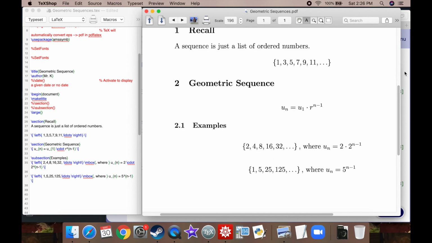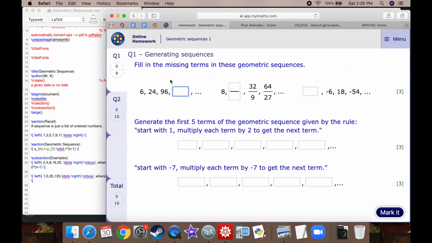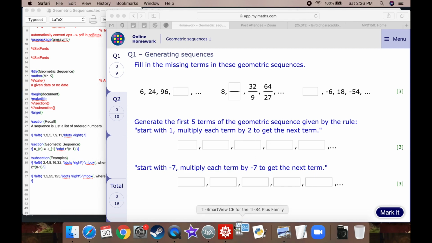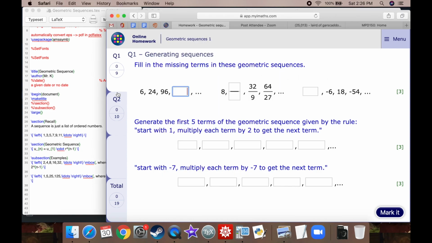I believe this one is going to introduce a couple of key formulas here that we really ought to be familiar with, but neither here nor there. This first question is not that bad. So fill in the missing terms in these geometric sequences. All right, I just realized I don't have my TI-84 out, so got to fix that. Now, we got 6, 24, 96.